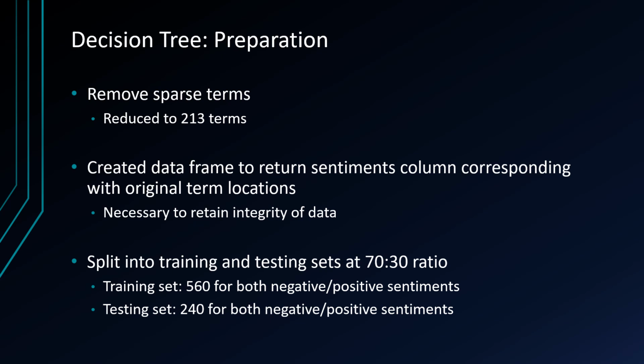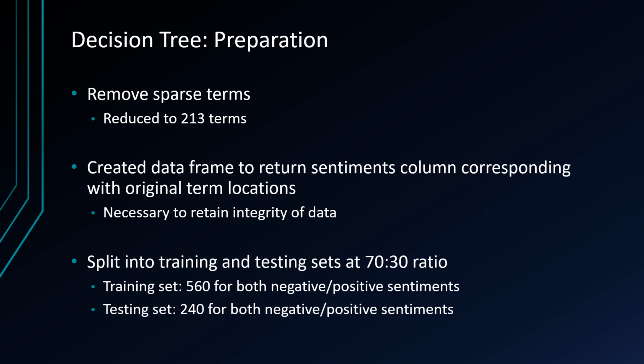To figure out which words lead to positive or negative sentiments, I used a decision tree, which is similar to a flowchart. I removed sparsely used terms to ensure the decision tree has an easier time with classification. This reduced the number of terms to 213. A data frame was created to use the terms as column names, and the sentiments variable was added as the final column. This process retained the integrity of the original term locations and their corresponding sentiments.